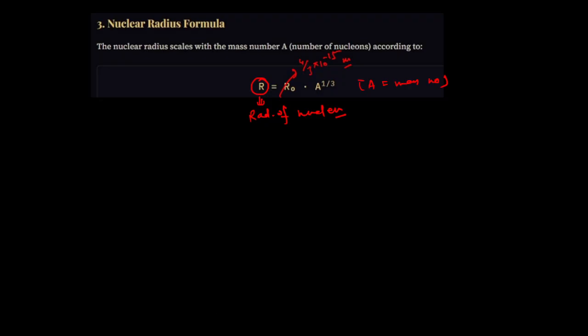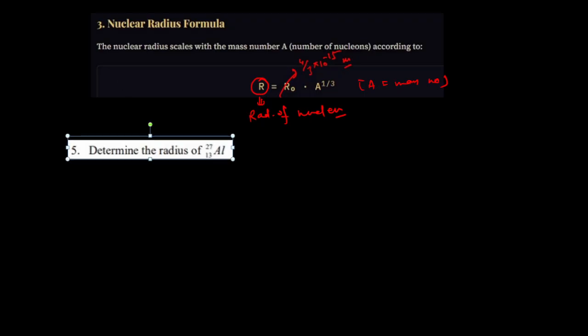I'll give you a quick problem. What is R naught? R naught is a constant. Does it have any value? Do I have to substitute the value of R naught? Yeah, the value of R naught is 4 by 3 into 10 to the power minus 15. That is a constant. So can you try this one? This is a quick problem. You can just do it in your mind and tell me quickly.